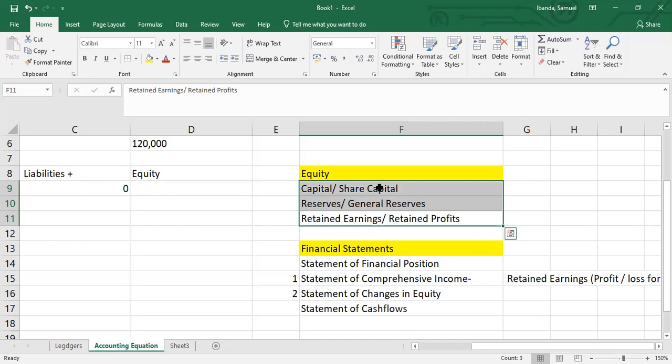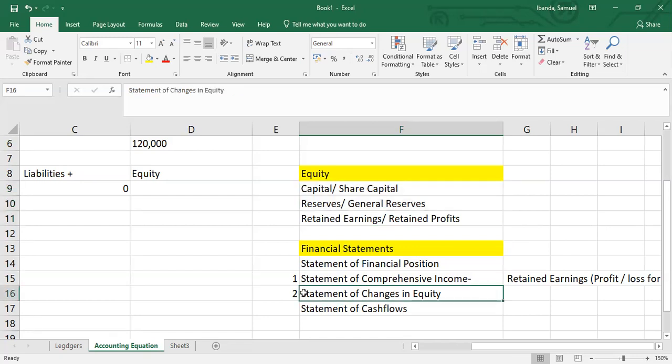Now, I beg to proceed here. From the statement of changes in equity, you move to your statement of financial position. And then lastly, you draw the statement of cash flows. Of course, we also have notes to accounts. Yes, the notes to accounts come later on after all these have been drawn up.